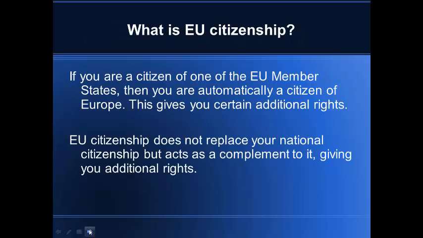So what is EU citizenship? If you're a citizen of one of the EU member states, then you are automatically a citizen of Europe. This gives you certain additional rights. EU citizenship does not replace your national citizenship, but acts as a complement to it, giving you additional rights.